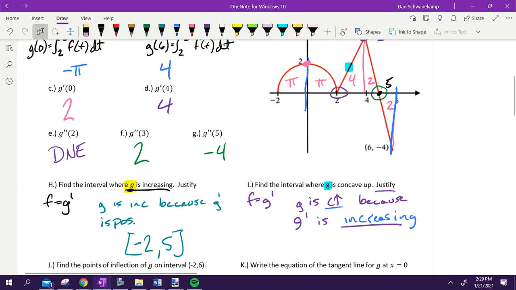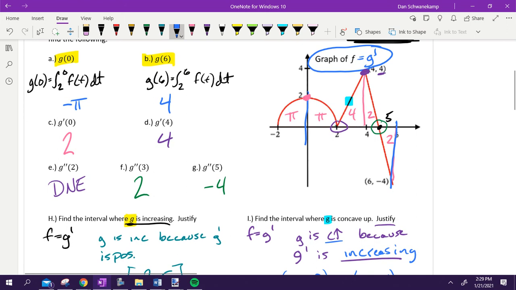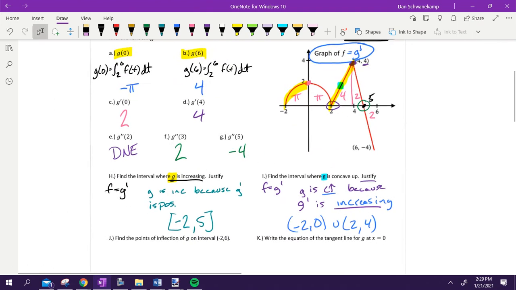All I'm doing is looking at that graph and deciding when I'm increasing. That's from negative 2 to 0 and from 2 till 4. I'm going up. It's increasing. Those are the two spots where I'm increasing on that graph. Am I good to there?